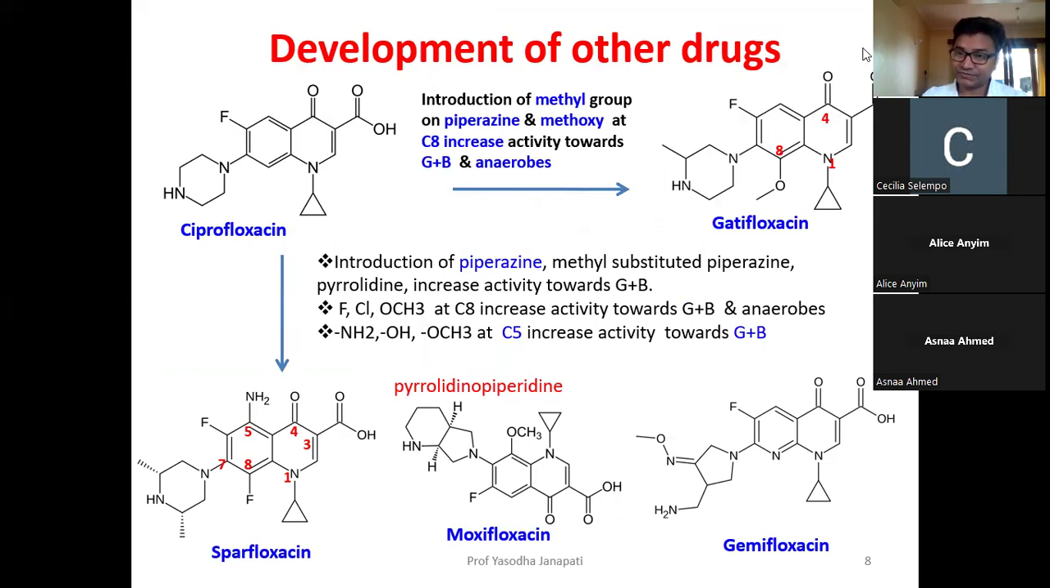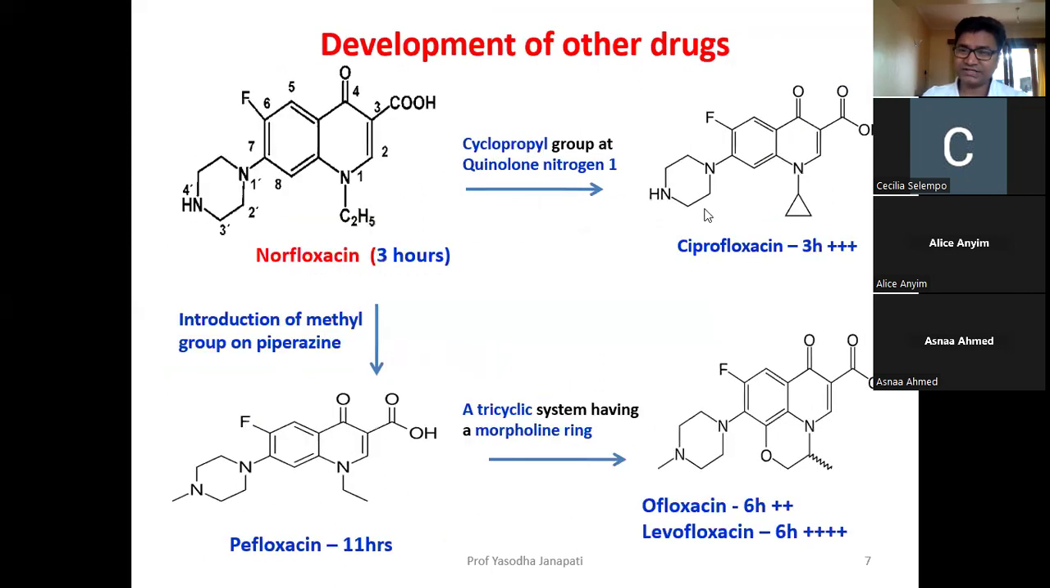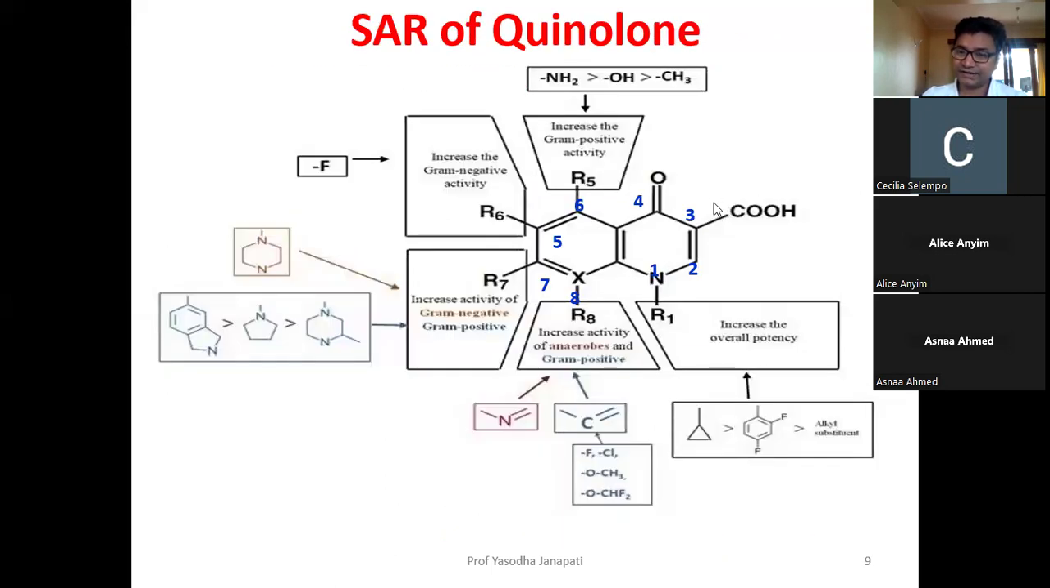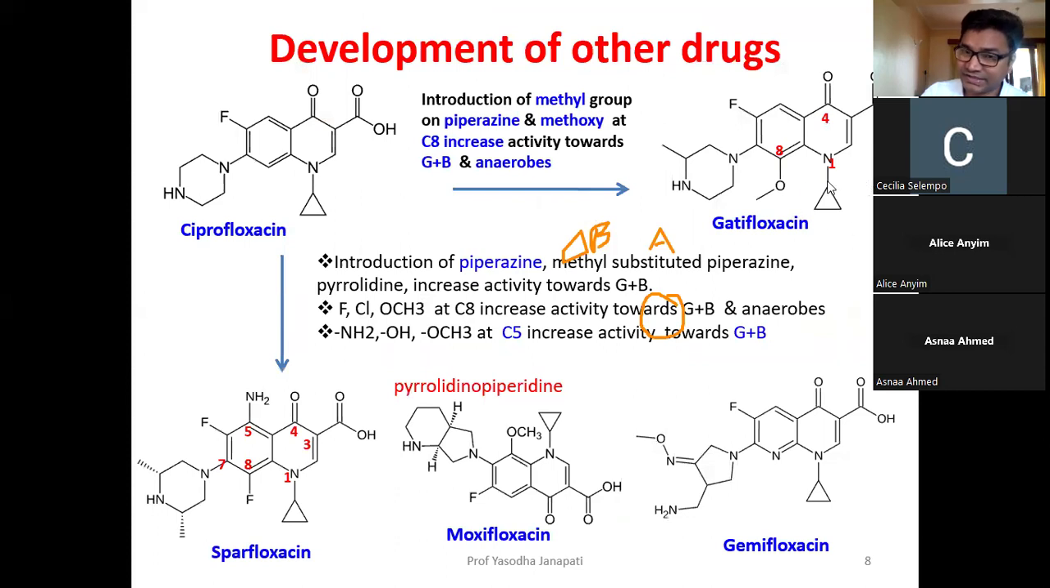Because it is important, not much change is done on this ring. If you give numbering, A ring and B ring, this is the A ring because it has the heterocyclic, and this is the B ring. There are not many changes done on the A ring. The only changes they have done are at the first position. You can observe the ethyl and cyclopropyl group.